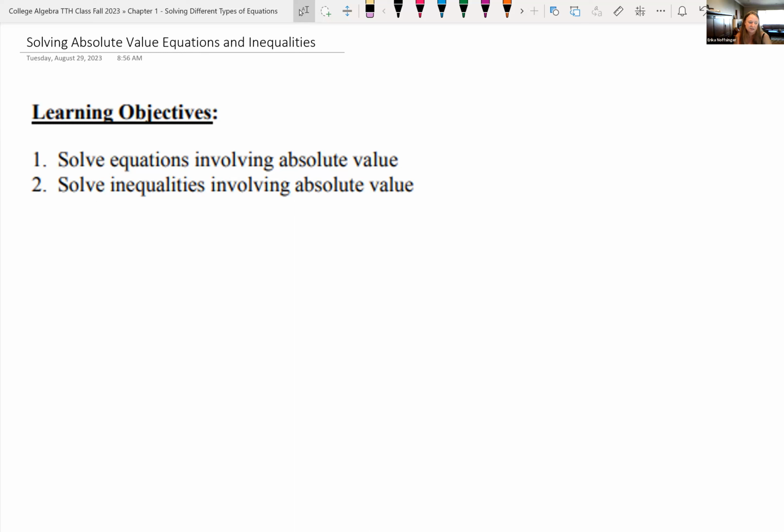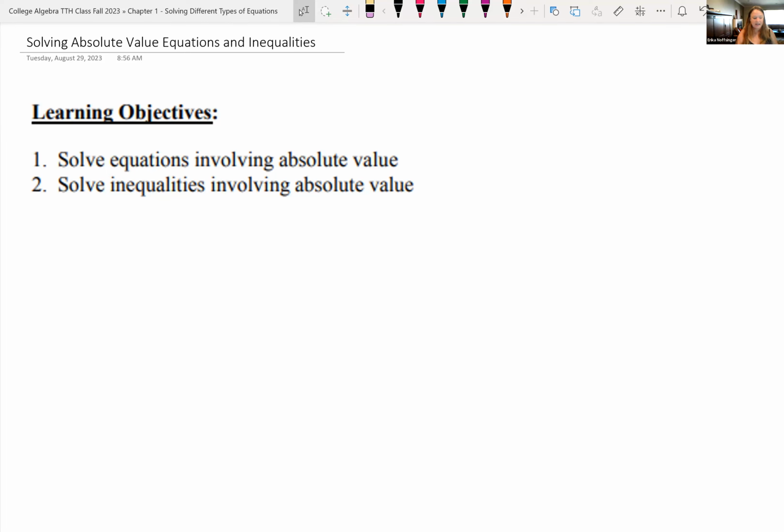We just went over how to solve linear inequalities, looked at putting things in interval notation, set builder notation, and graphing on the number line or solution set. Now we're going to be looking at absolute value equations and absolute value inequalities and how to solve those. Hopefully after this portion of the lecture, you'll be able to solve equations involving absolute values, and you'll be able to solve inequalities involving absolute values.